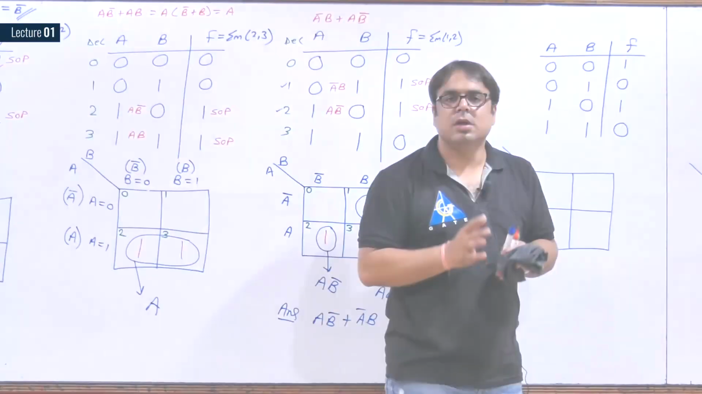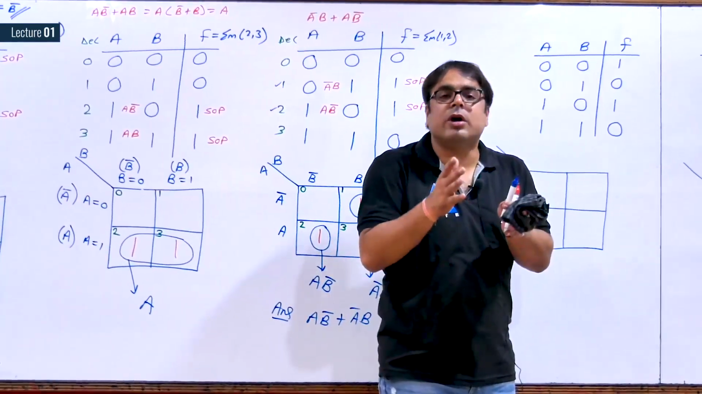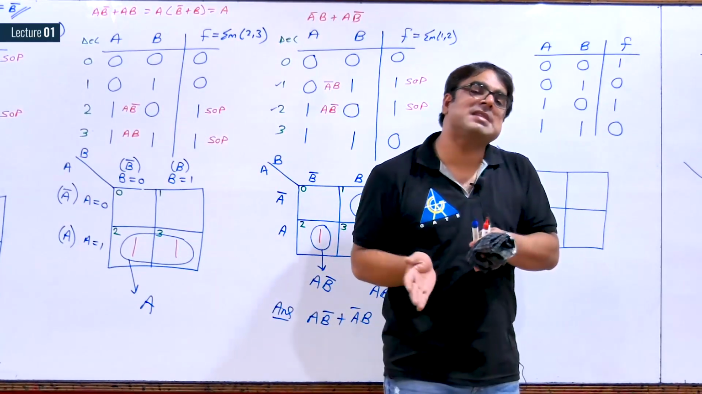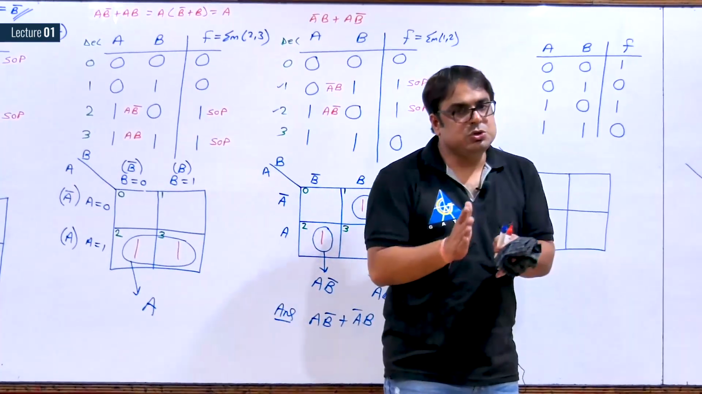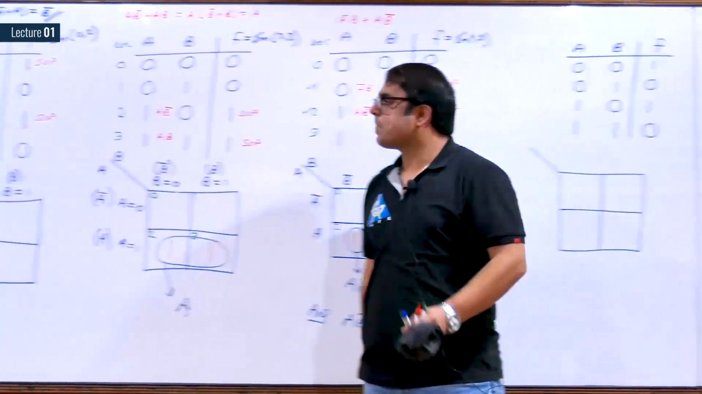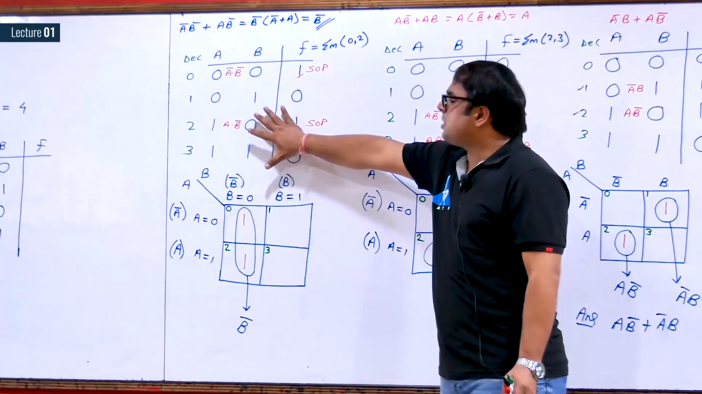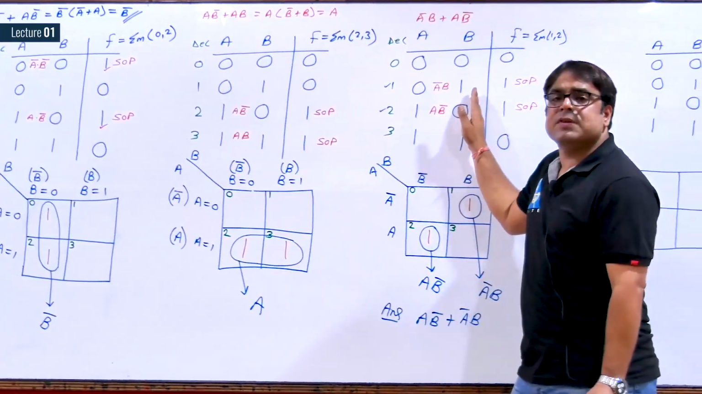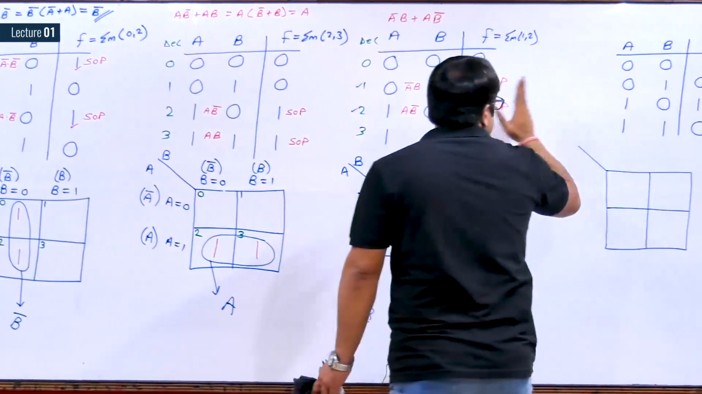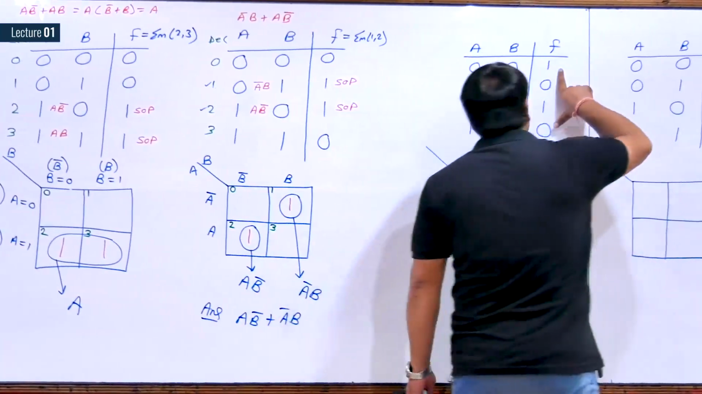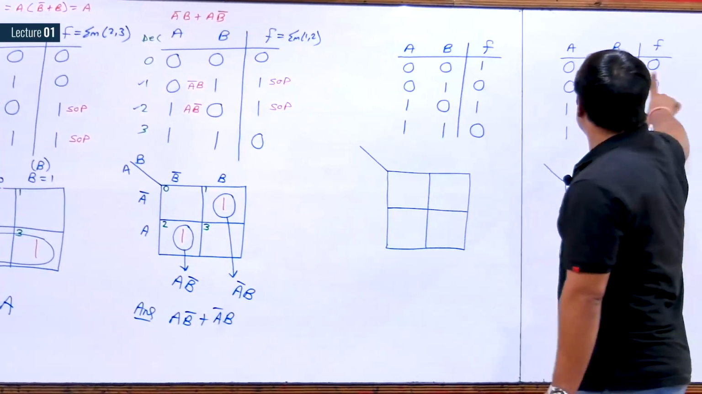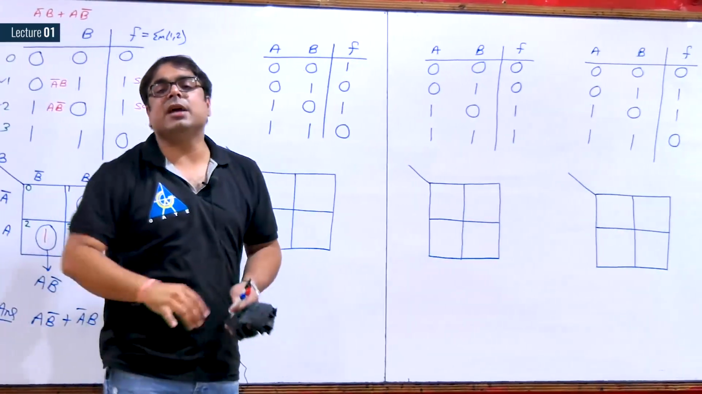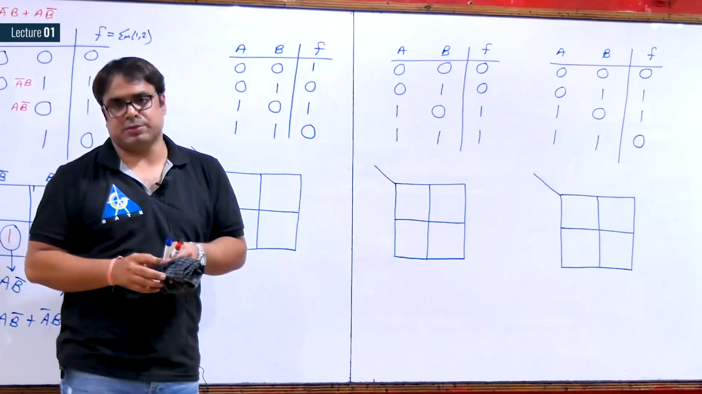Now I will focus on the POS part. I will try to solve the same three questions we solved using SOP, this time using POS. You can see the first question, second question and third question: 1010, 0011, 0110. Same three questions, but this time using POS.